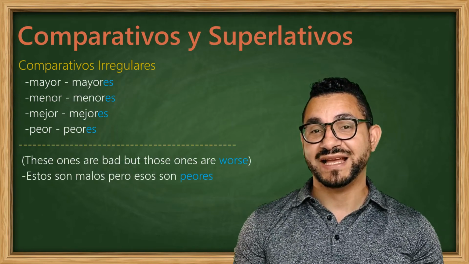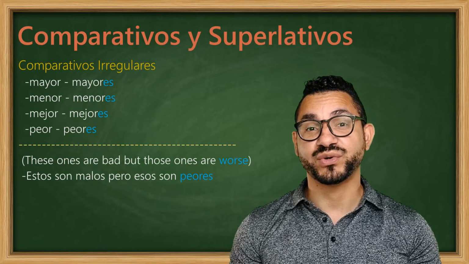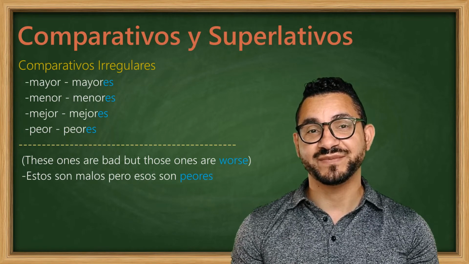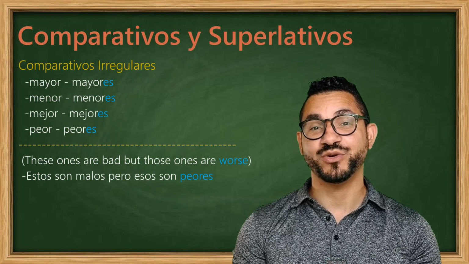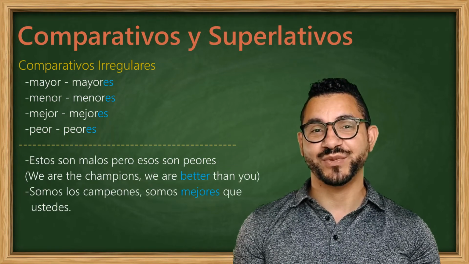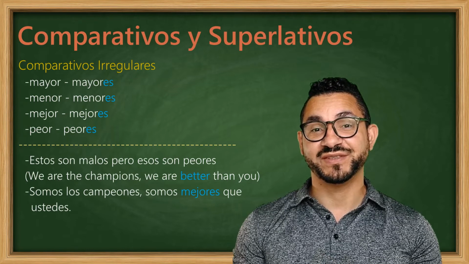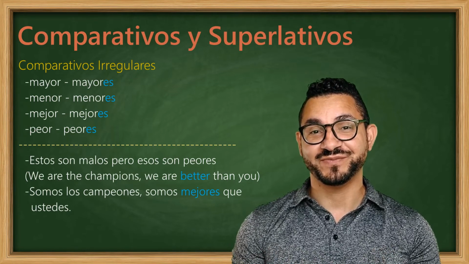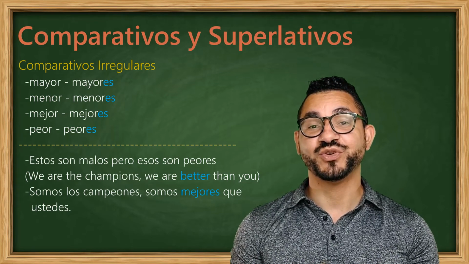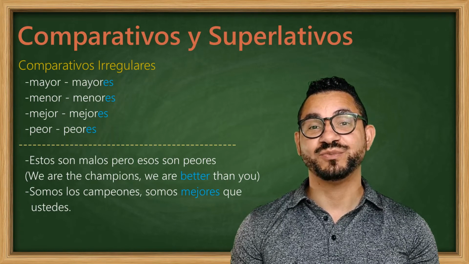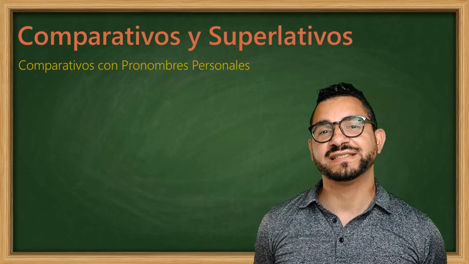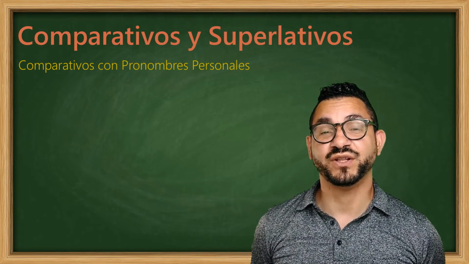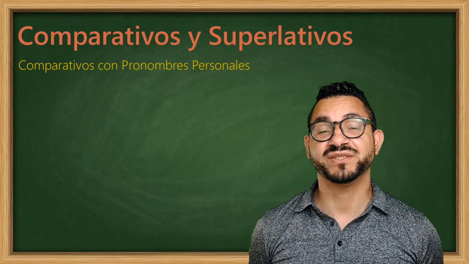Let me give you some examples. These ones are bad, but those ones are worse. In Spanish we say, estos son malos, pero esos son peores. Another example. We are the champions. We are better than you. In Spanish would be, somos los campeones. Somos mejores que ustedes.